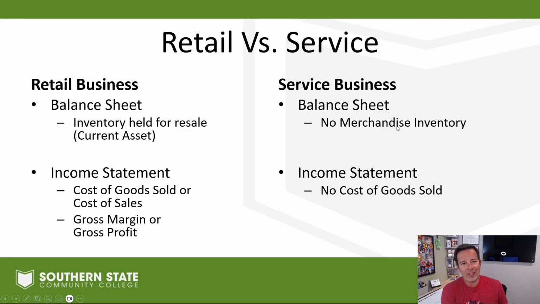So to summarize all that, put it all back together. A retail business, when we look at those financial statements, on the balance sheet we see inventory under current assets, and on the income statement, we see cost of goods sold, and we see that gross margin or gross profit line. On the service side, we see the balance sheet. There's no merchandise inventory, and there's also no cost of goods sold, because they don't have any goods to sell. They're selling a plane ticket. They're selling a movie ticket. They're selling a shampoo and cut, whatever the case might be.